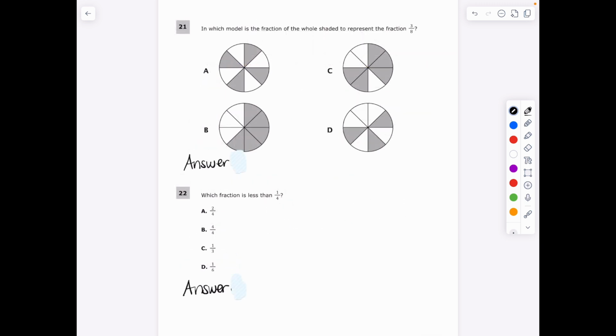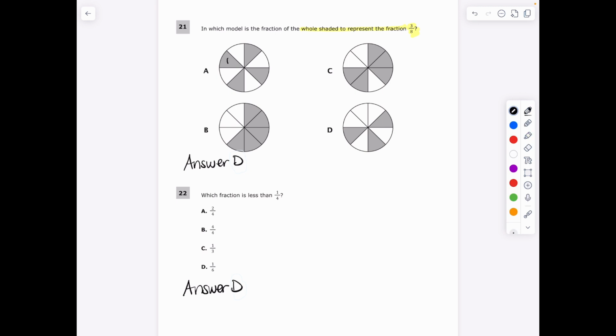Let's look at 21 and 22. The answers are D and D. So let's start with 21 first. In which model is the fraction of the whole shaded to represent 3/8? So that's what I'm looking for.